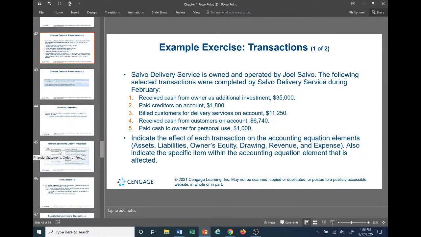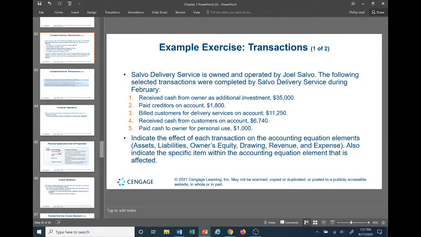Okay, let's look at an example exercise of the transactions. So let's say Salvo Delivery Service is owned and operated by Joel Salvo. The following selected transactions were completed by Salvo Delivery Service during February. The first transaction, they received cash from owner as an additional investment of $3,500. Okay, pretty much. Let me jump to the back.